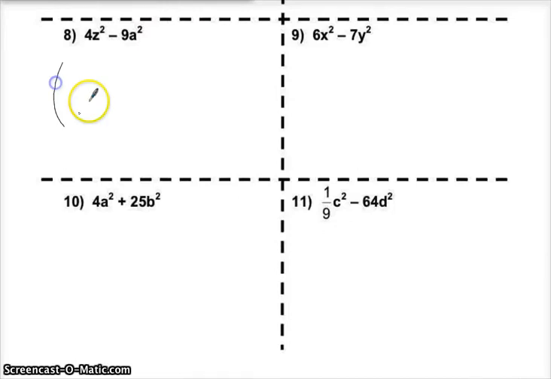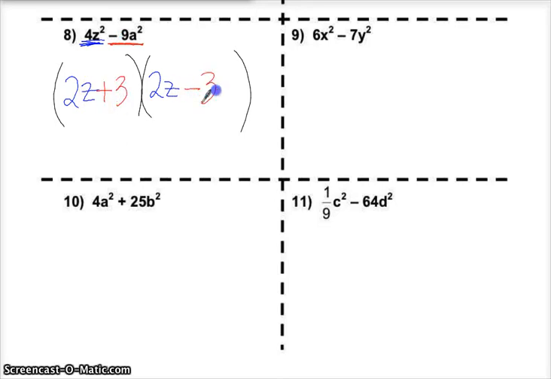Okay, moving on. What two numbers multiply to give us 4z squared? Well, 2 times 2 is 4. Z times z is z squared. What two numbers multiply to give us negative 9a squared? Well, it has to be plus and minus. 3 times 3 is 9, and a times a is a squared.